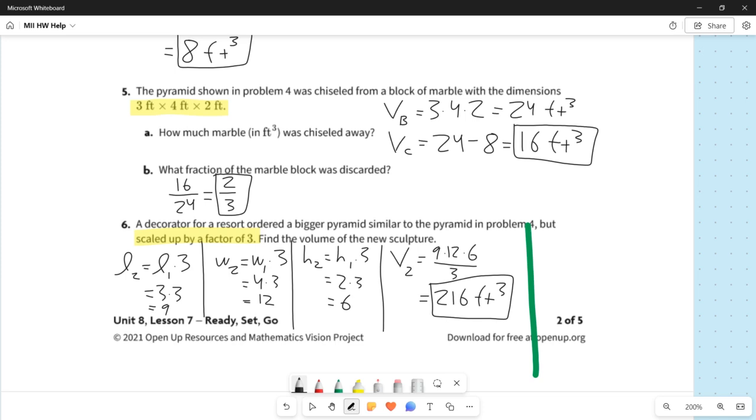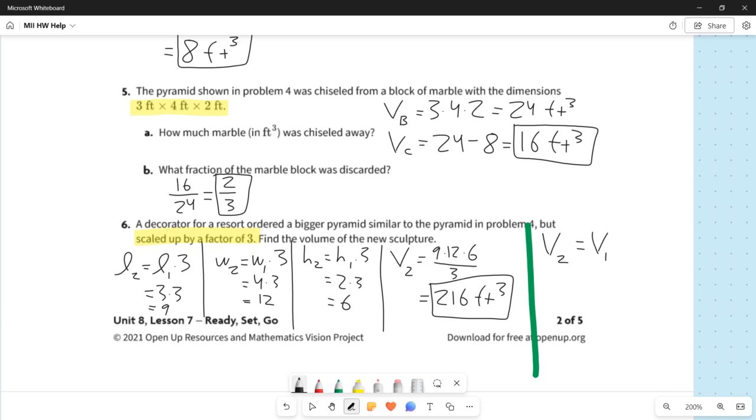The other way that you can do this problem is, instead of dealing with a new length, a new width, and a new height, you should actually just jump right to the end and just determine your new volume. Like that's your first step. Now, in order to do this, you need to take the original volume, which we solved for in question 4, and we need to apply our scale factor. Now, our scale factor is 3.